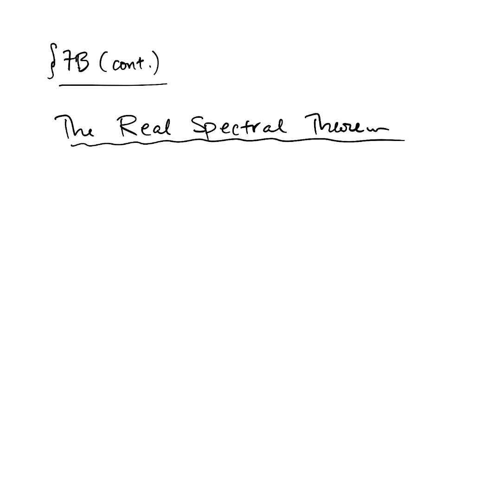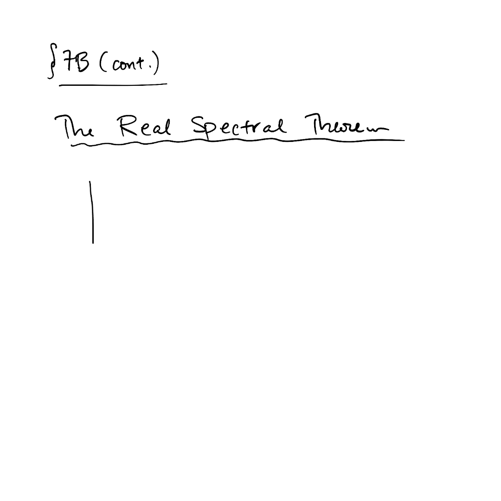This is our second video in 7b. Here we are trying to make the transition from the complex spectral theorem to what's called the real spectral theorem. So what you want to think about in terms of the real spectral theorem versus the complex spectral theorem is something like this.